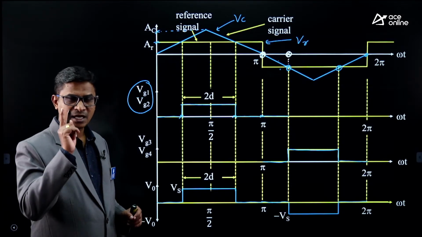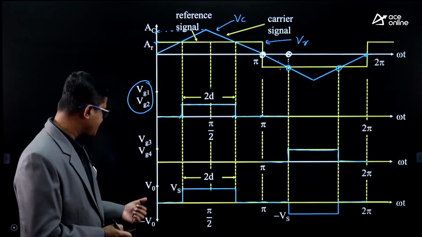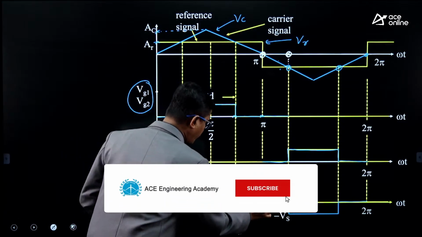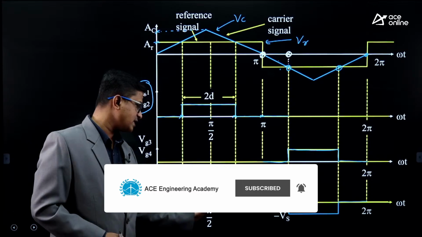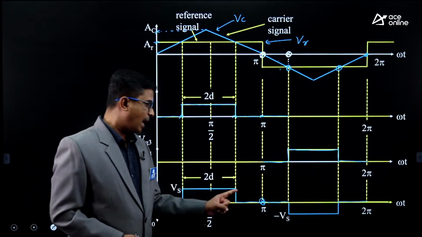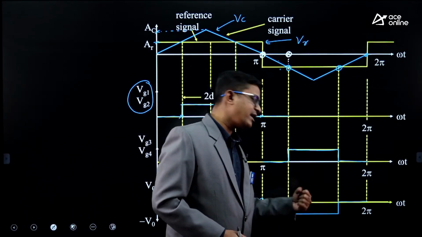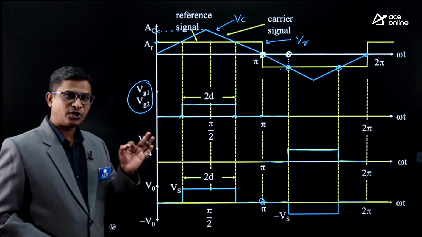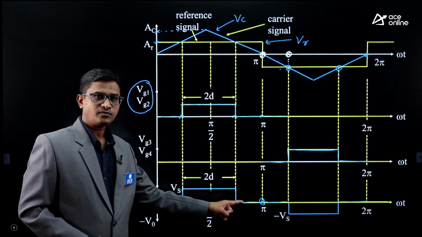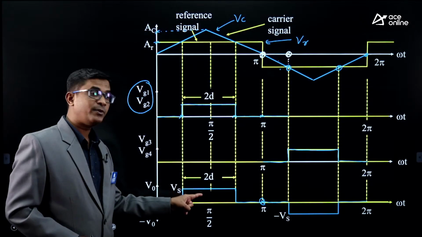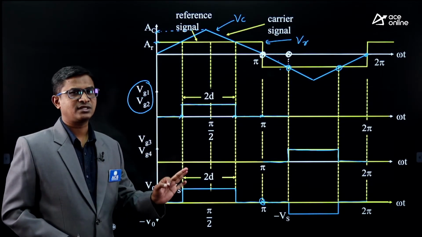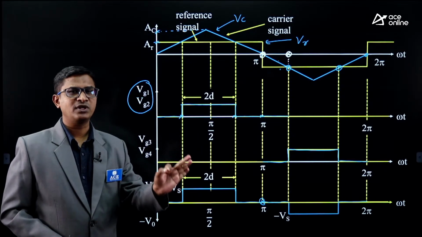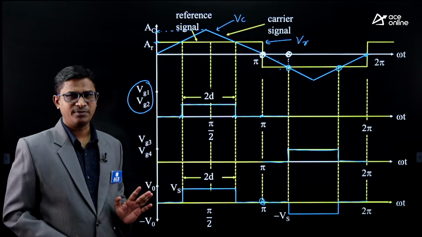As I said, in a single pulse width modulation technique, corresponding to each half cycle of output, 0 to pi, your output is having positive half cycle. Pi to 2 pi, output is having negative half cycle. So corresponding to each half cycle, in the output we are having how many pulses? Only one pulse, right? Therefore it is known as the single pulse width modulation technique, single PWM technique.